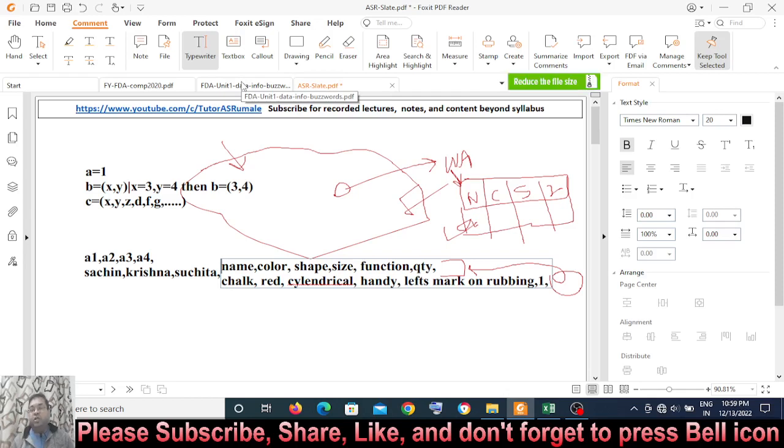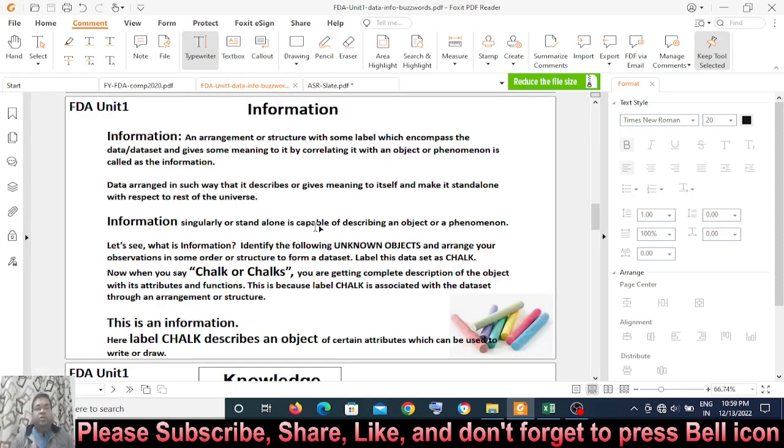It may have different colors. It must be handy, and whenever you rub it against some board or some surface, it leaves its marks on it, and the quantity may change. So when we say data, that is arranged in such a way that it describes or gives meaning to itself and makes it stand alone with respect to the rest of the universe.